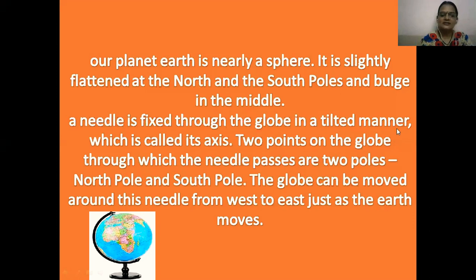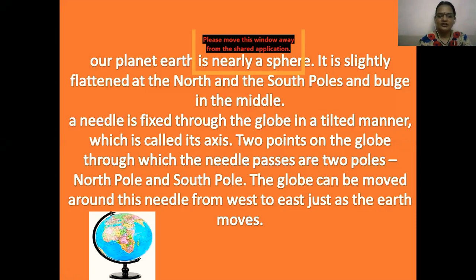The globe has lines drawn on its surface which form a crisscross pattern called the grid. The lines cut each other at right angles. The east-west lines are called the parallels of latitude, while the north-south lines are called the meridians. So students, now we'll move to the parallels of latitude and meridians of longitude. You can see the PPT, students.